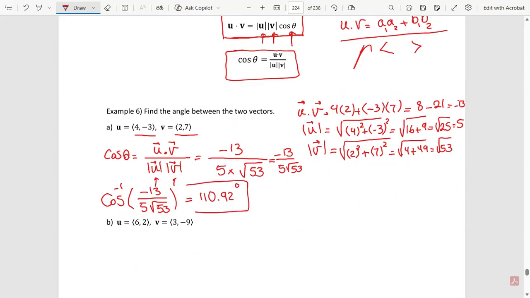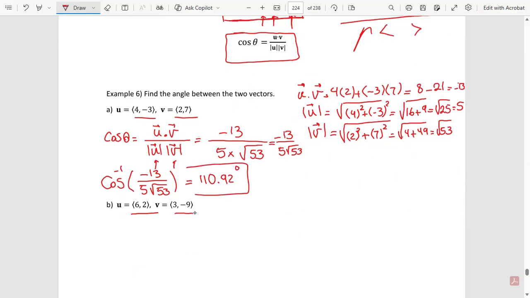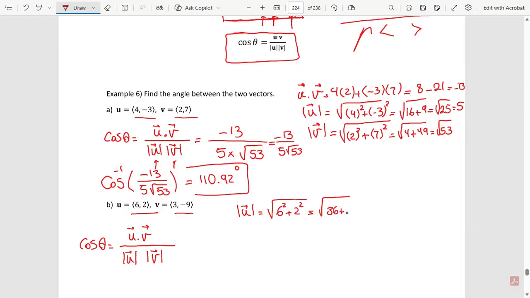Next example, we have two vectors. We want to find the angle between the two vectors. Again, we're going to use the same formula. That means we need to find the dot product of u and v, the magnitude of u, and the magnitude of v, and then divide. So if I find the magnitude of u using the square root property, I square them first and then take the square root. Then the magnitude of vector v.